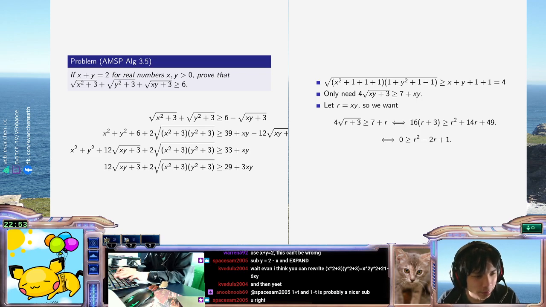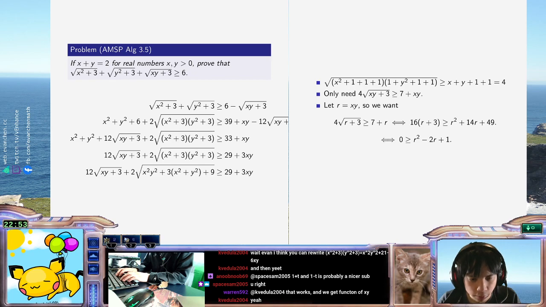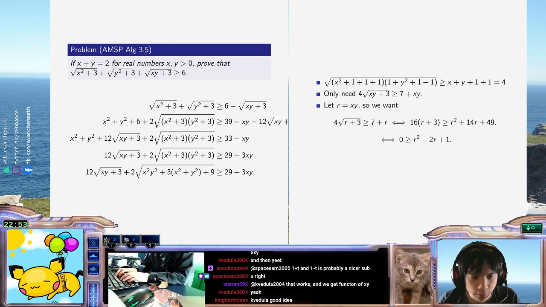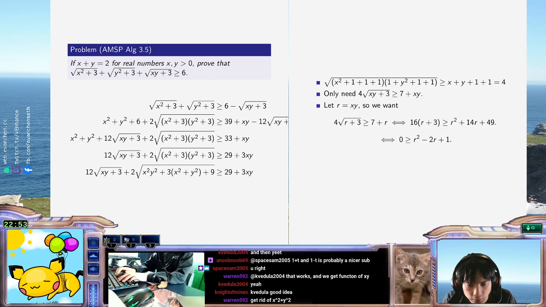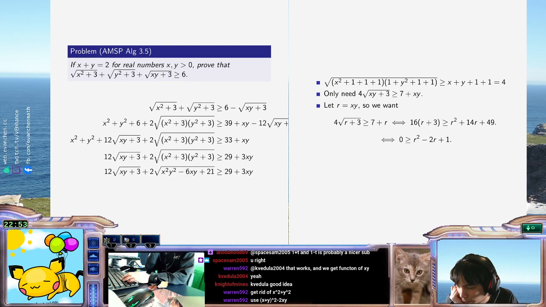x squared y squared, plus 3x squared plus y squared plus 9. We know this is 4 minus 2xy. So x squared plus y squared minus 6xy plus 21. Oh, so now it's one variable again. Okay, I didn't need to do the stupid thing to make it a one variable inequality. Great. So what do I do now? Just square both sides.